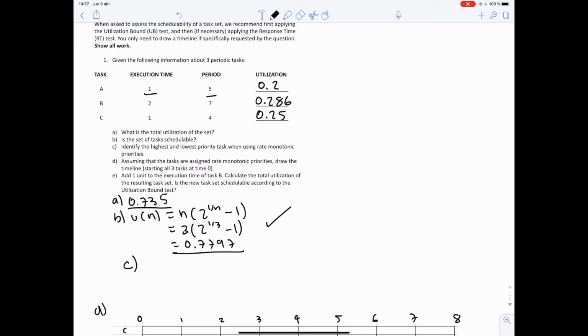It then asks us to identify the highest and lowest priority task when using rate monotonic priorities. When using rate monotonic priorities, the highest priority is the task that has the lowest period. So we will have C, then we will have A, and then B.